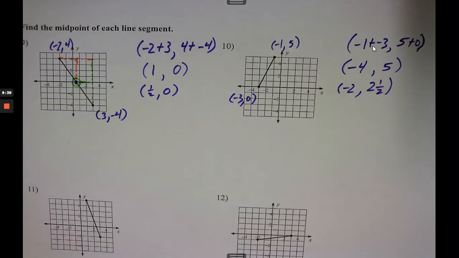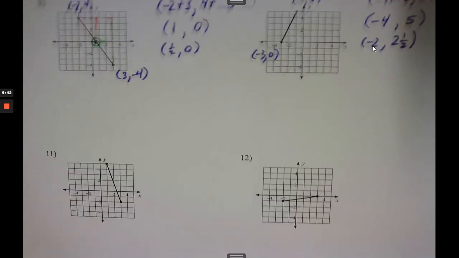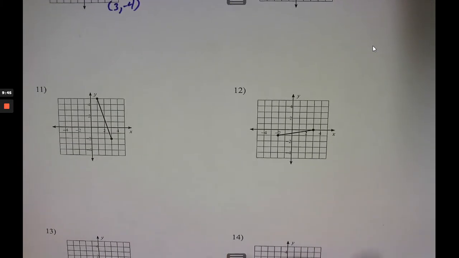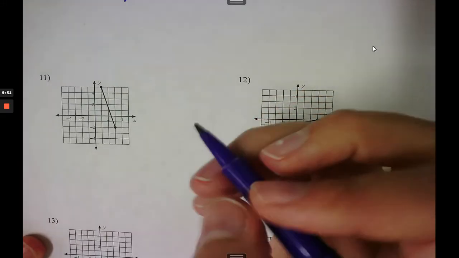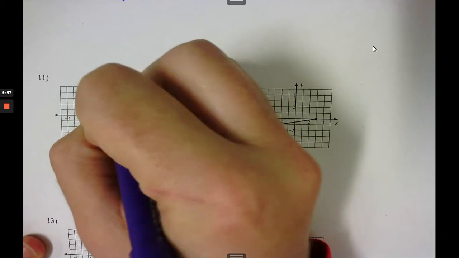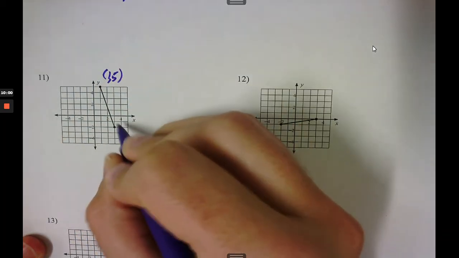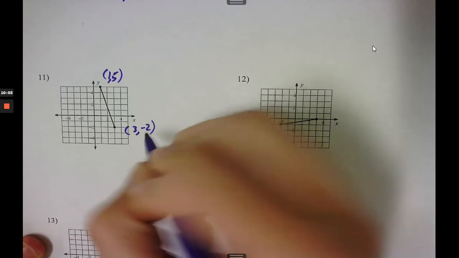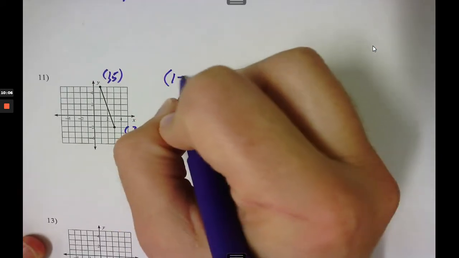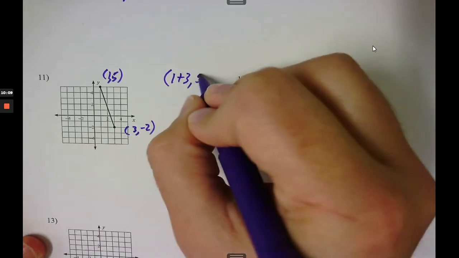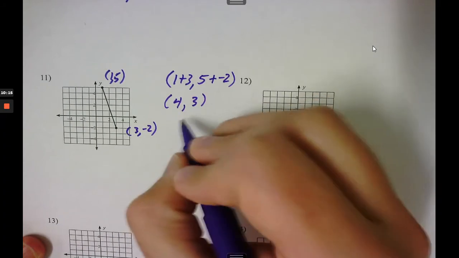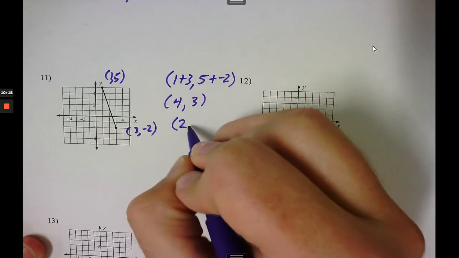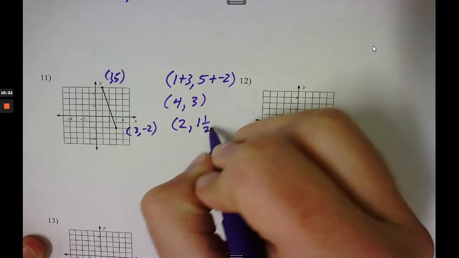Okay? Again, at any point, if you need to pause these videos and check your own work as you go, that's what these are for. We're trying to make sure you understand the mistakes you made on certain sections before you take the assessment over this particular skill set. Alright, so the next one is 1, 5 and 3, negative 2. Okay, we're going to do 1 plus 3 and 5 plus negative 2. That would be 4 and positive 3. Take half of each of those. And our final answer here is 2 and then 1 and 1/2.